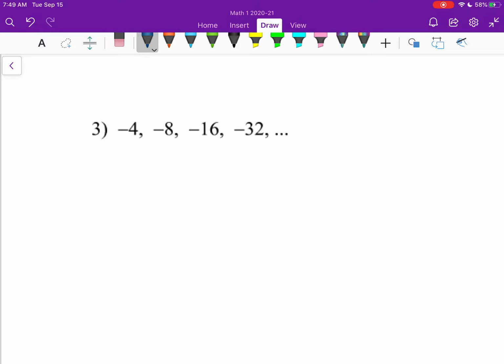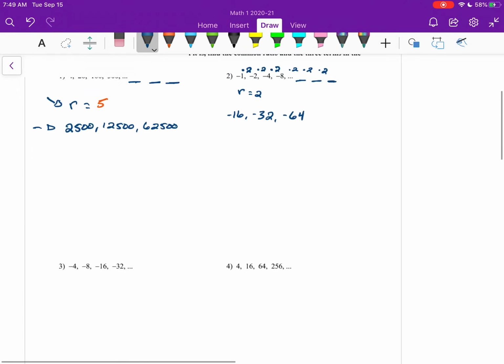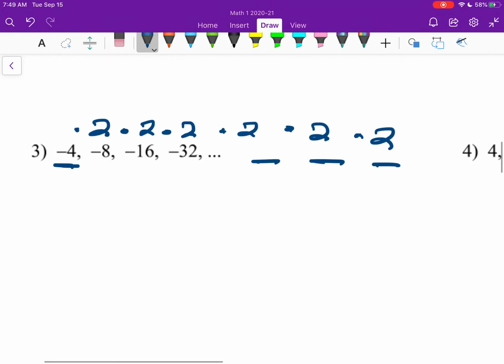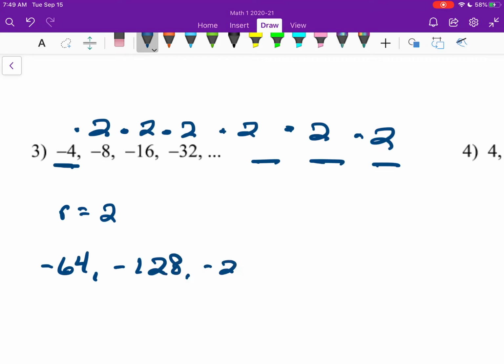Number 3. Well, this actually is a whole lot like number 2 if you look. We just started at the -4 instead of starting at -1. Do we see that? This is actually the same sequence except a different starting point. So we need to do that, just like in the last one. So R equals 2 again, and we get -64, -128, and then -256.